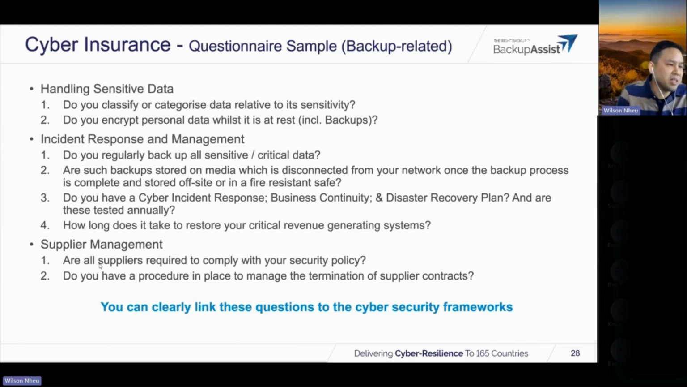Some of these other questions were part of the other publications. In fact, they are part of some of the cybersecurity frameworks, perhaps not directly Essential 8, but you'll find that a lot of these are, as I said, implied rather than explicitly mapped. So as I said, you can clearly see the links between these questions and the cybersecurity frameworks that we presented earlier.